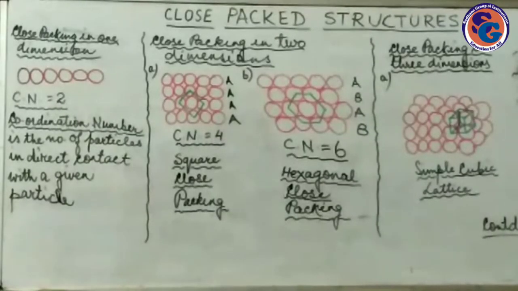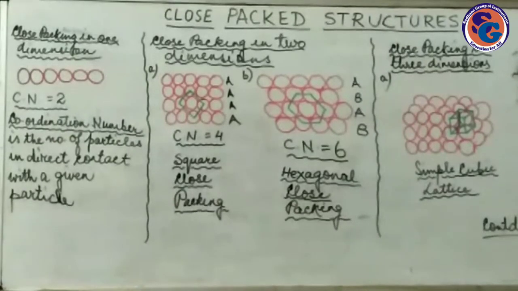Dear students, today I'll be telling you about close-packed structures. In solids, the constituent particles are closely packed, which means they leave very little space between them. And close packing can be done either in 1 dimension or in 2 dimensions or in 3 dimensions. At first we move to close packing in 1 dimension.